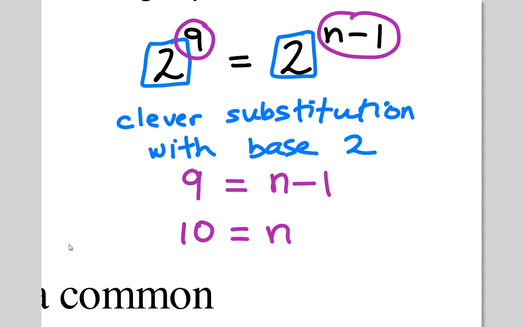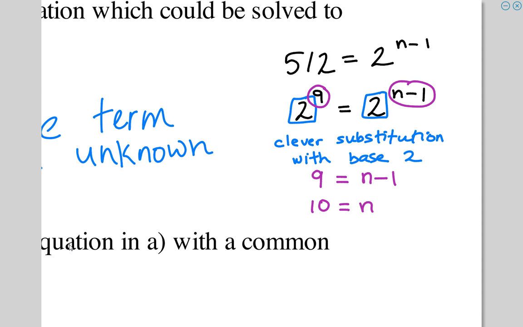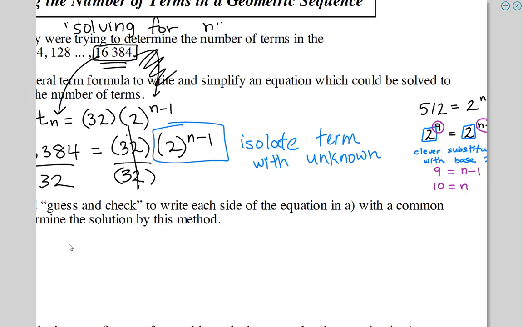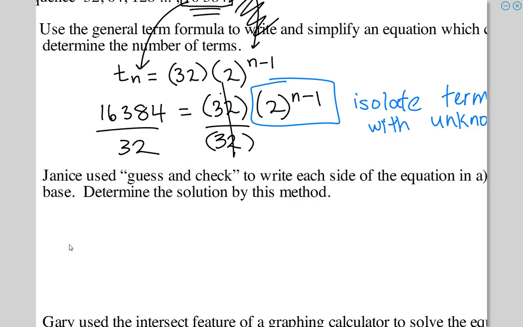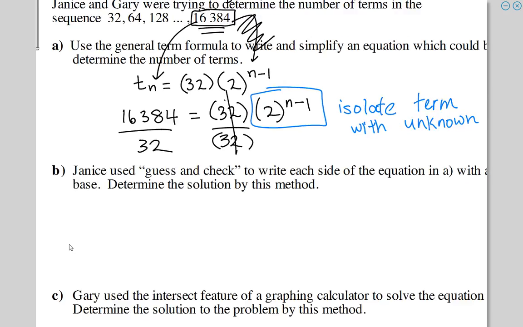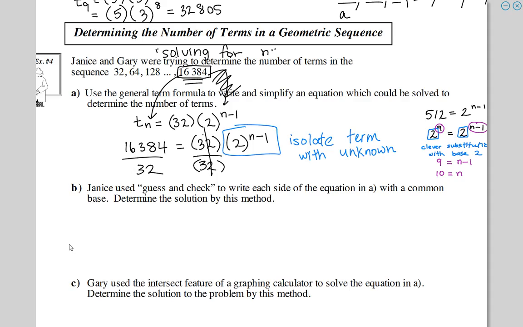So, what does this mean? Someone's chirping me out there. What does it mean, you guys? T10 equals 16,384. That's what it means. The 10th term is 16,384. You already knew that, though, right? You played that game with your calculator? Yeah, you already knew that.